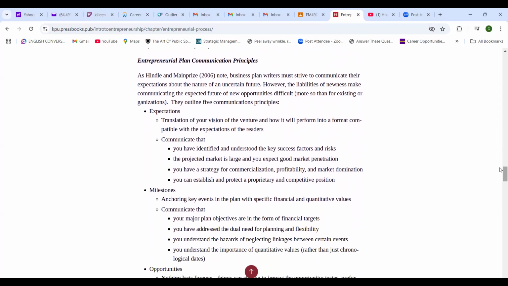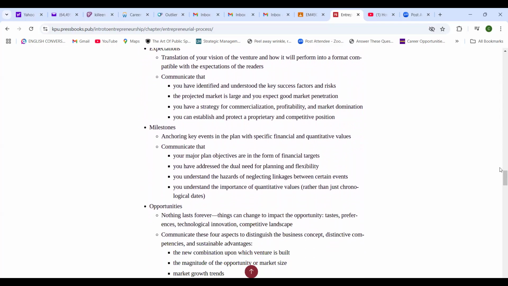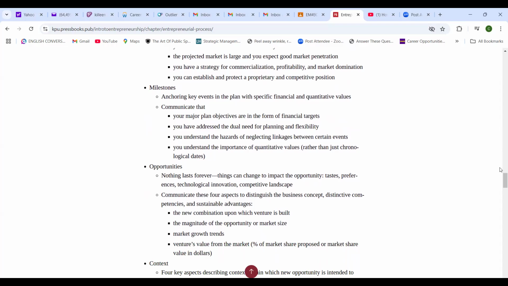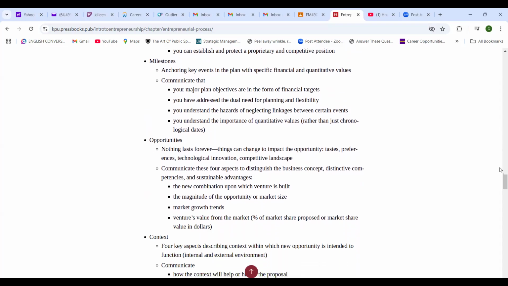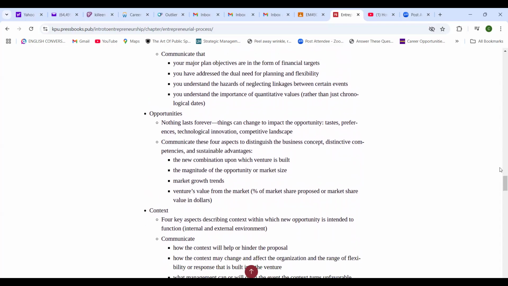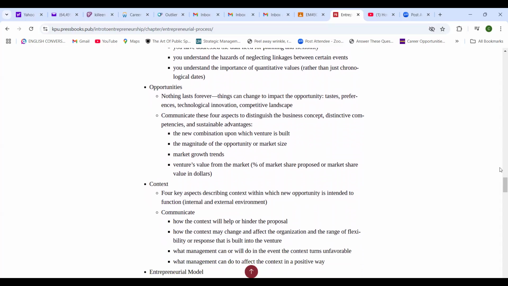Communicate that you have identified and understood the key success factors and risks. Projected market is large and you expect good market penetration. You have a strategy for commercialization, profitability, and market domination. And you can establish and protect a priority and competitive position. Milestones, we have anchoring key events in the plan with specific financial and quantitative values, communicate your major plan objectives, financial targets, and you address the dual need for planning and flexibility. You understand hazards of neglecting linkages between certain events, and you understand importance of quantitative values.